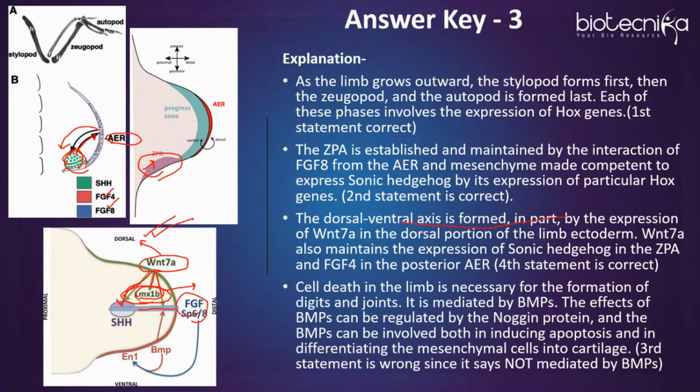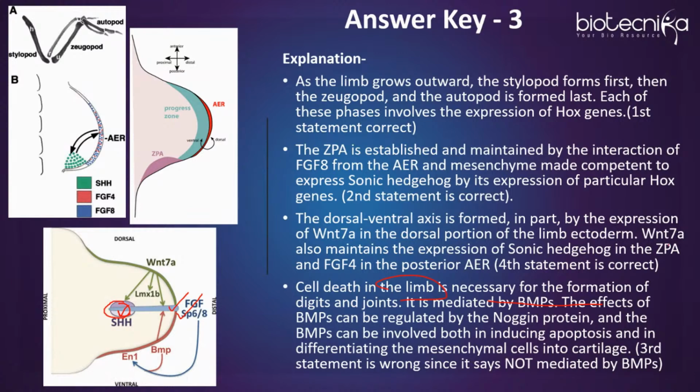So the dorsal ventral axis is formed by expression of WNT7 in the dorsal portion. It maintains the expression of SHH in the ZPA. See this LMX1B, it is maintaining SHH, and it is maintaining FGF8 expression in the posterior AER also. So fourth is also correct. However, third is not correct because cell death in the limb is necessary for the formation of digits and joints.